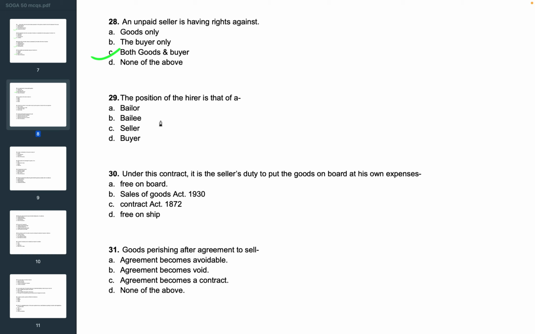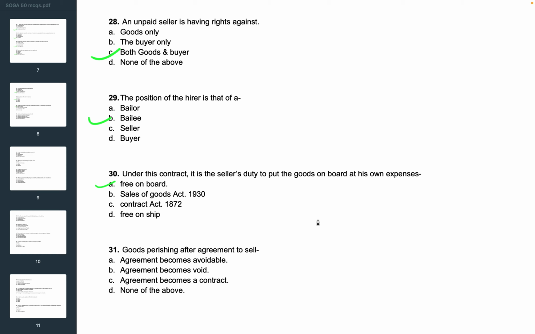Next question. The position of the hirer is that of A. Bailor, B. Bailee, C. Seller, D. Buyer. The correct answer is B. Bailee. Next question. Under this contract, it is the seller's duty to put the goods on board at his own expense. The options are A. Free on board, B. Sale of Goods Act 1930, C. Contract Act 1872, or D. Free on ship. The correct answer is A. Free on board.